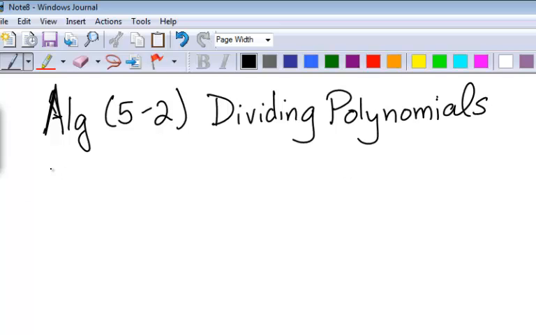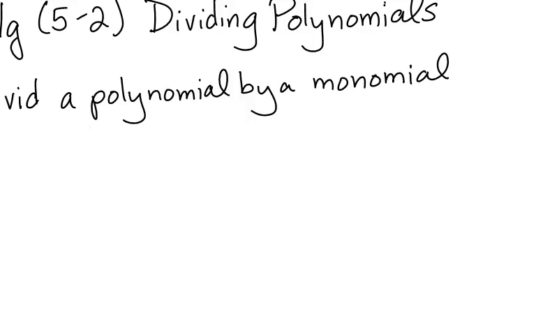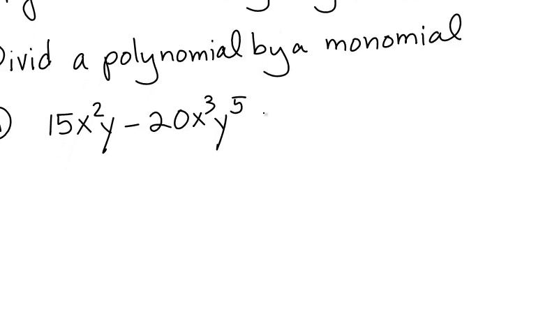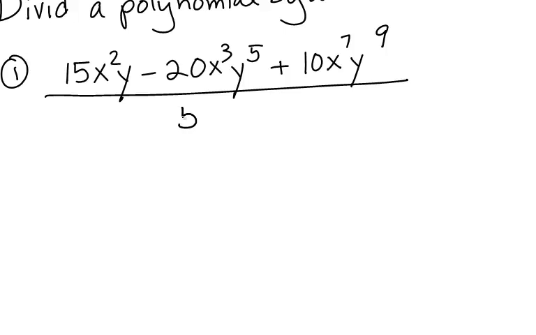Okay. First, before we do that, the author takes you through how to divide a polynomial by a monomial. Example. Up in the numerator, it's 15x squared y minus 20x cubed y to the 5th plus 10x to the 7th y to the 9th. It's all over 5xy.